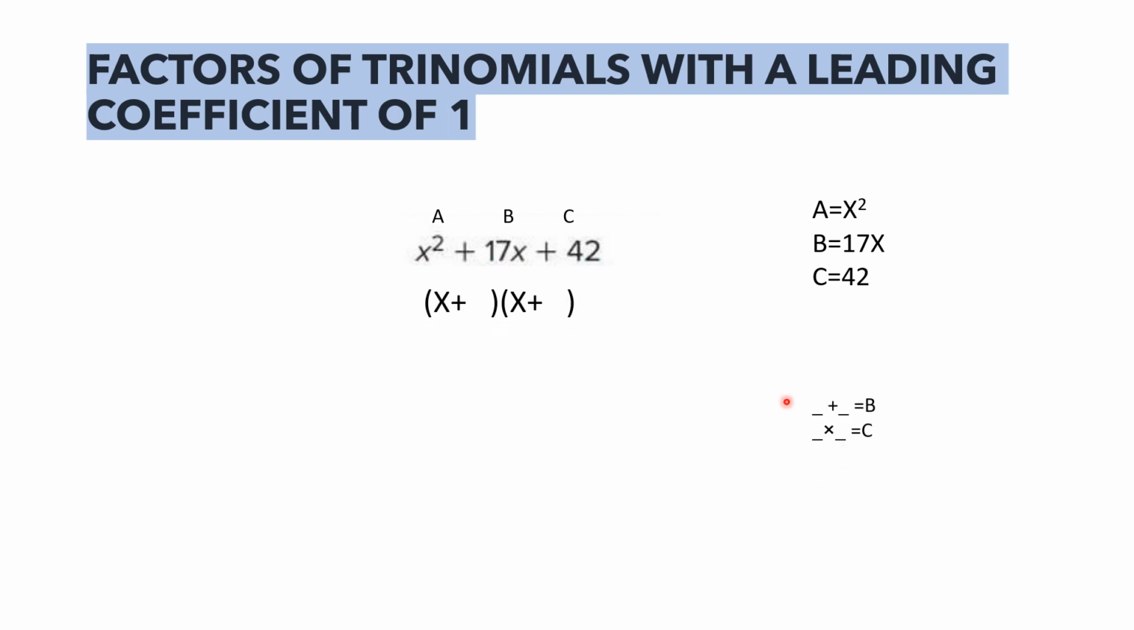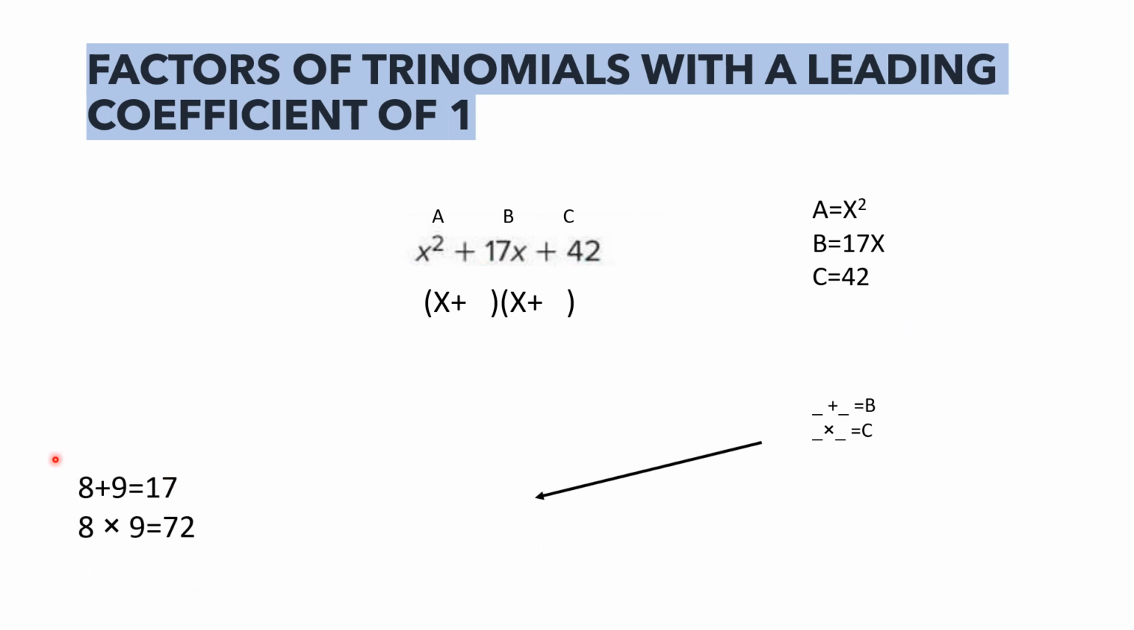And since we have x squared, that's the reason I put two brackets and separated the two x's, because x squared means x times x. So we have an x in here and the other x in here, and I separate them with brackets. To find the numbers that go in the two spaces, we would find two numbers that add up to b, which in this example is 17, and when we multiply them they will equal c, which is 42.